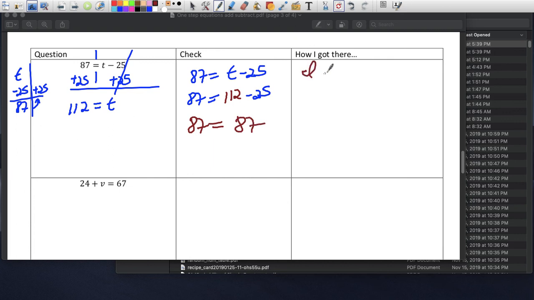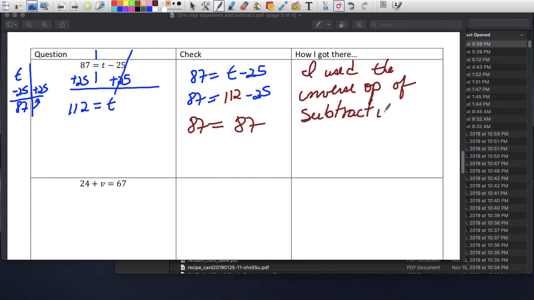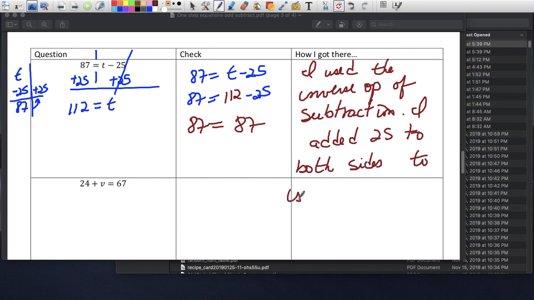How did I get here? I used the inverse operation of what? Of subtraction, right? I used the inverse operation of subtraction, which means I added 25 to both sides. Why did I do that? To isolate my variable. Right? So by adding 25 to both sides, look, my variable was all by itself. Okay, so that's what isolate means. Have your variable all by itself, and that's what it did in this case. And that's how I got there.